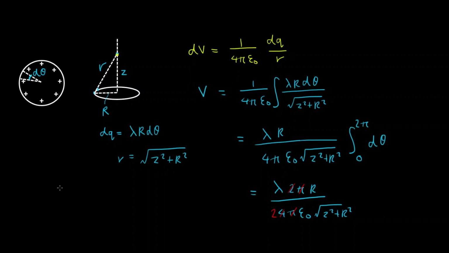So what we get is the electric potential is equal to lambda r on 2 by the permittivity of free space by the square root of z squared plus r squared.